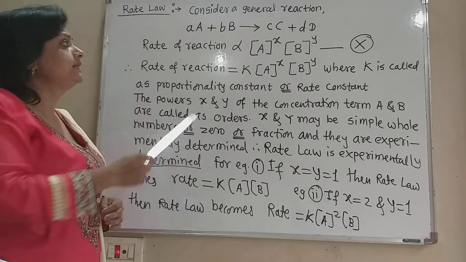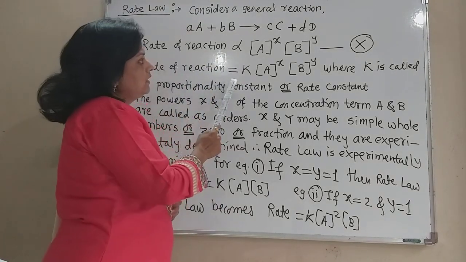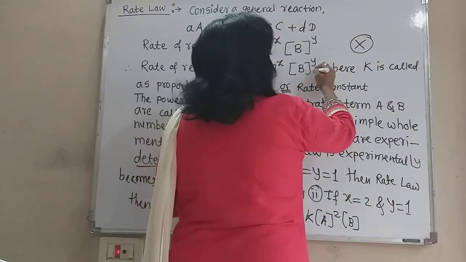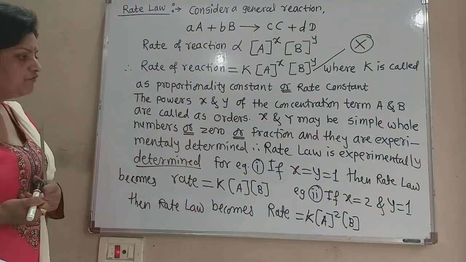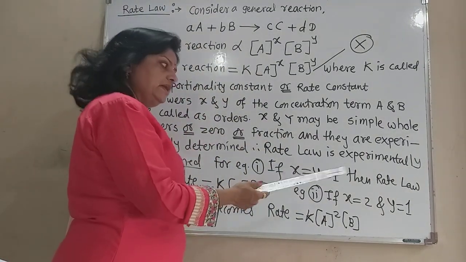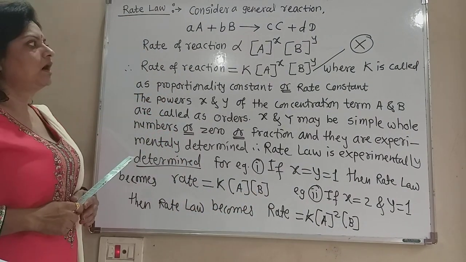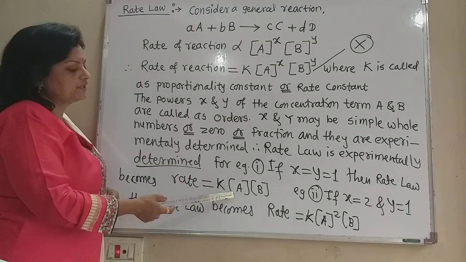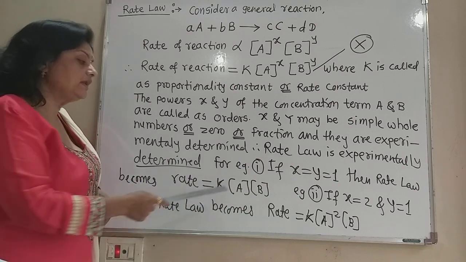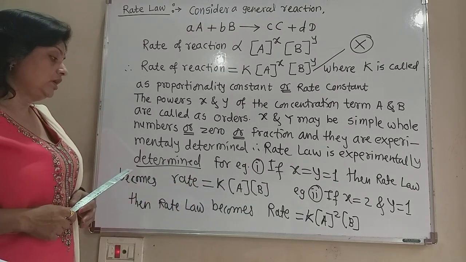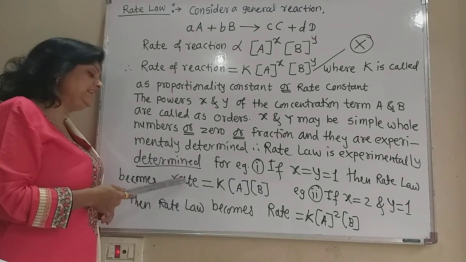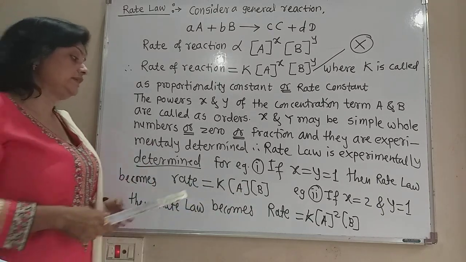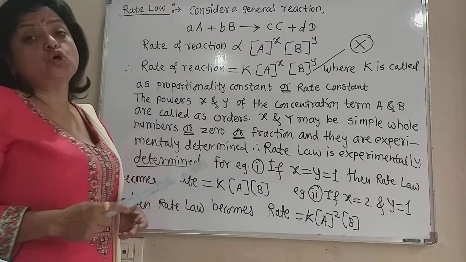Now suppose in this equation, if we put x equal to 1 and y equal to 1, then how does the rate law become? Then the rate law becomes rate is equal to k into concentration of A into concentration of B. Here x and y are 1, 1. That means the rate of the reaction depends linearly on the concentration of A or the concentration of B. If we double the concentration of A or B, the rate also doubles.